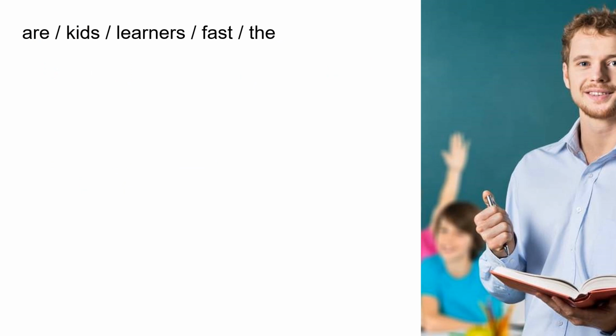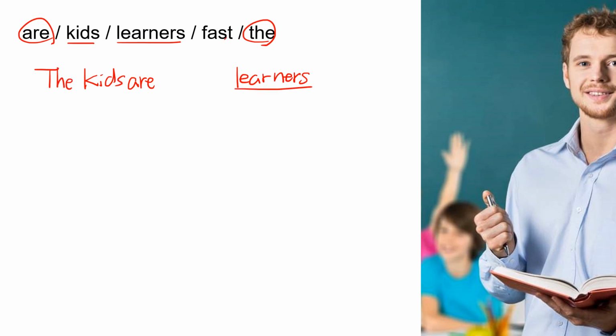Are, kids, learners, fast, the. So we have kids, we have learners, and the verb is are. It can be learners or kids. Kids are learners. But kids are learners sounds better. Learners. And then the is going to define kids. I'm sorry, the kids are learners. What kind of learners? Fast learners. The kids are fast learners. And this is the sentence.